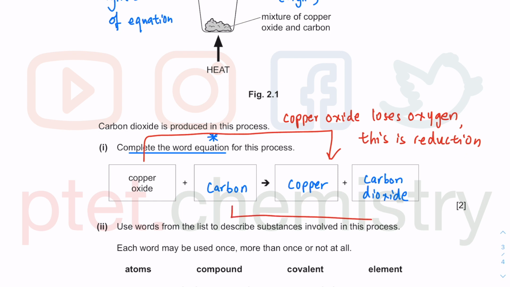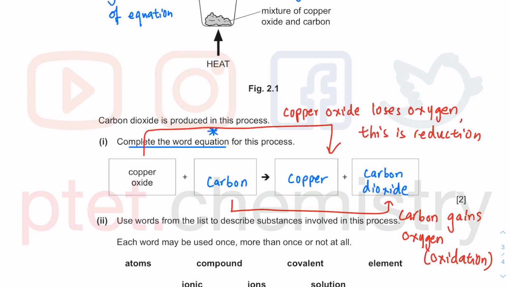On the other hand, the carbon gains oxygen to become carbon dioxide. So if the carbon on the left hand side, it gains oxygen, gains of oxygen is what you call oxidation. So I can say that the carbon has been oxidized to form carbon dioxide. This is a redox reaction, because there is oxidation and there is reduction. There is the carbon gaining oxygen, oxidation. There is the copper oxide losing oxygen, that is reduction there.